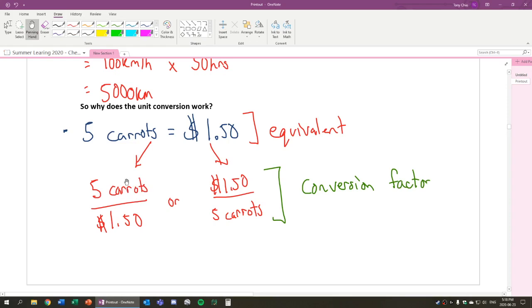So let's say instead of $1.50, I have $3. I could buy how many carrots? Or let's say I want to buy 20 carrots. How much would it cost me? So using this conversion factor, I could find that.